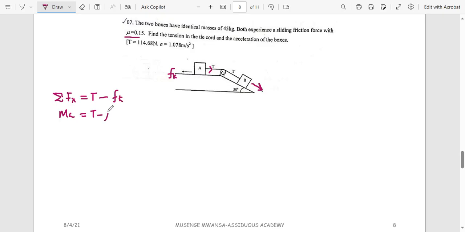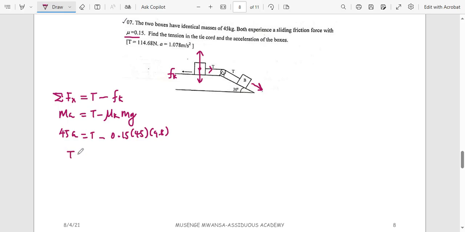Kinetic friction is given by coefficient of kinetic friction times normal force. For this object, since it's on level ground, the normal force is equal to mg, which is downward. So we'll say mg here where there was normal force. If I put mass, we've been told that this object has the same mass of 45. So put 45 there times acceleration. That will be equal to T minus mu k, which is 0.15. The mass again 45. g is 9.8.